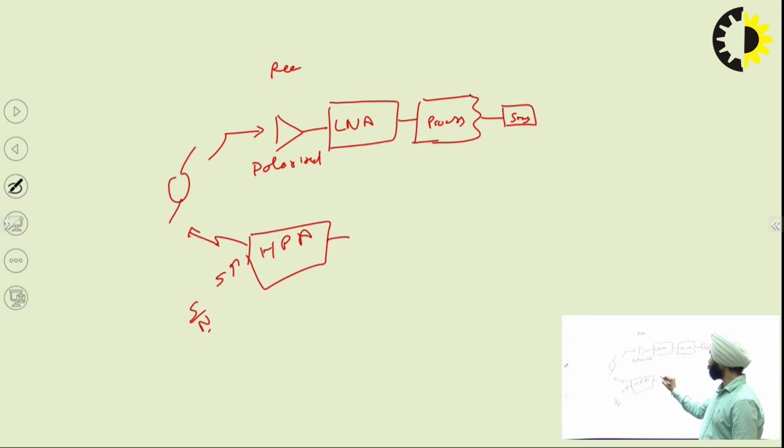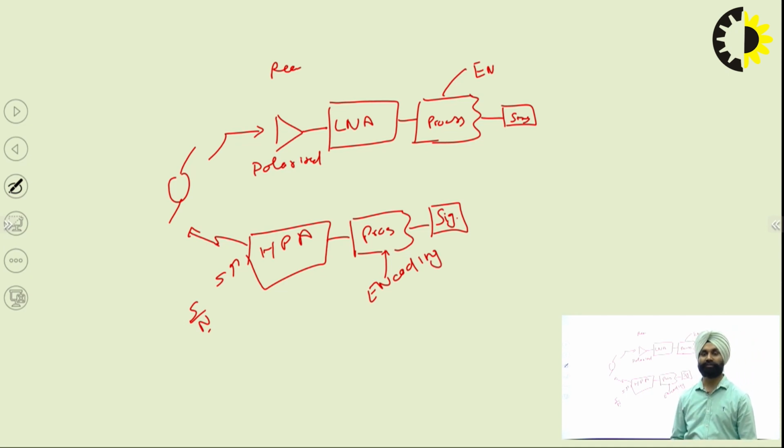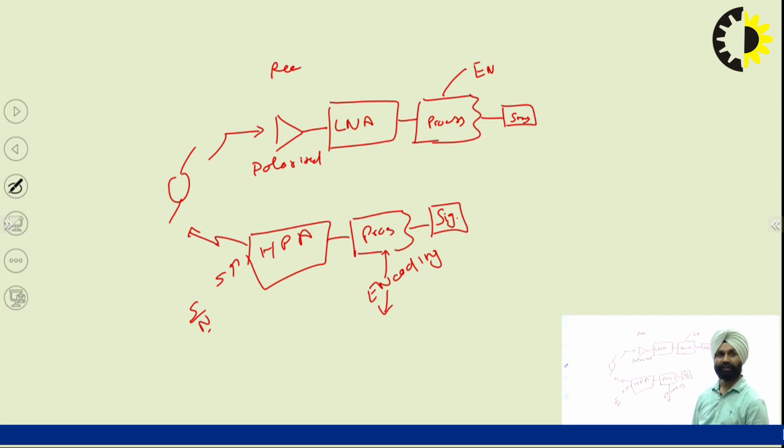Before this we process the signal here. This processing is done for the baseband signal. The first step of processing is encoding. The signal is encoded for the transmission. Then this encoded signal is modulated.